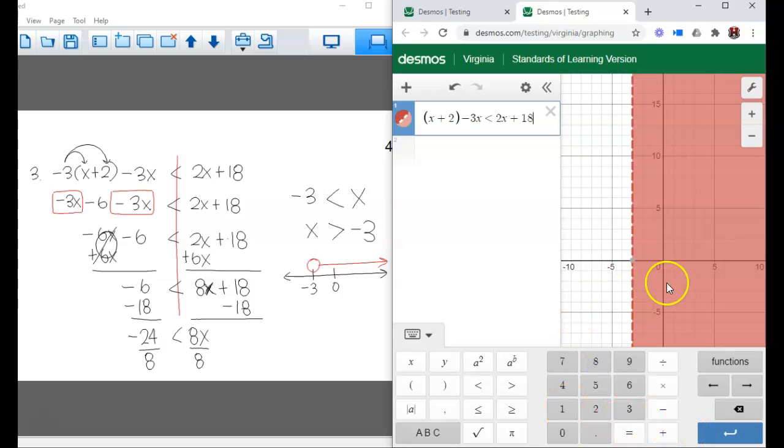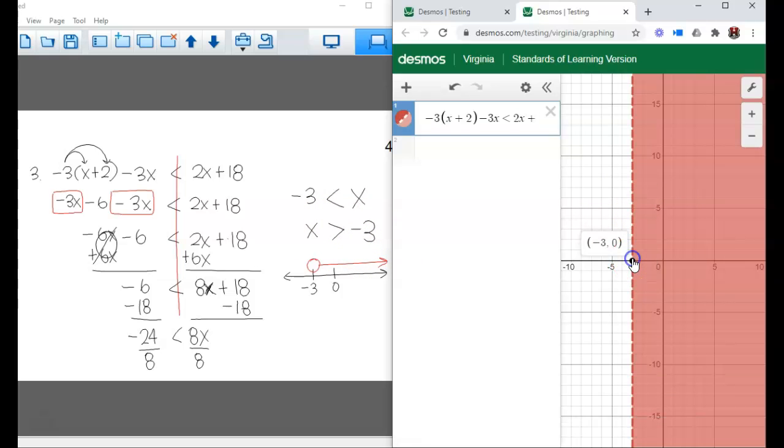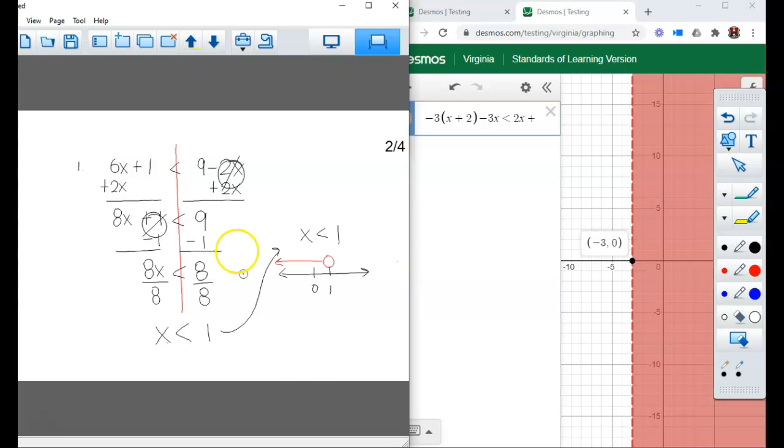Okay, now, notice how the answer we got, x is greater than negative 3, applies to this. If I click on this point, there's my negative 3. The dotted line means that the symbol is not underlined. The dotted line is like that open circle. And then notice that the shading is to the right. So this symbol in the answer has to point to the right. So x has to be greater than negative 3. So you can do these on your calculator as well.